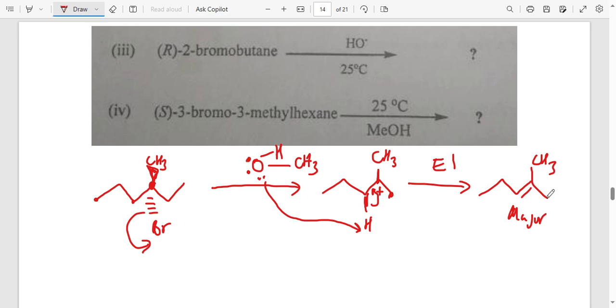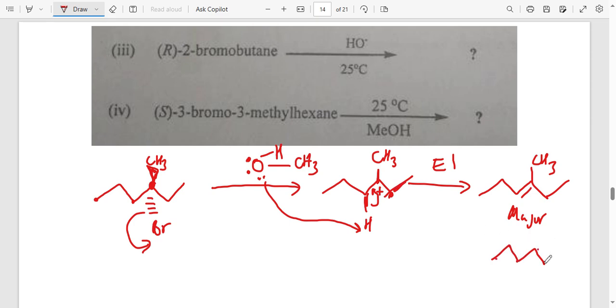We can have again a minor product that is going to come when we put the double bond at the other position. One, two, three, four, five. So I'm writing five carbons. We're supposed to have six.